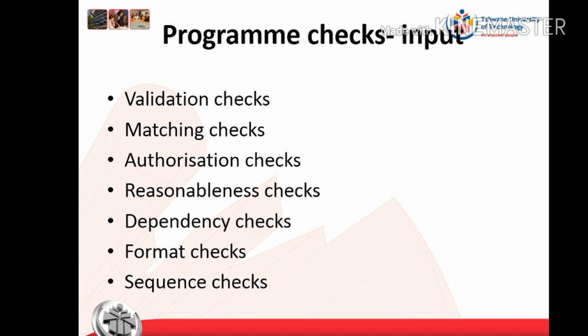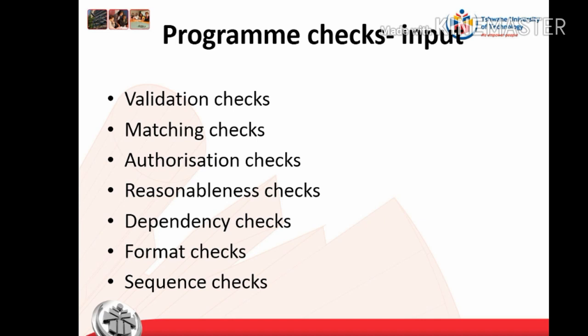The one that normally confuses people is dependency check. Like last time I told you that dependency checks depend on other information. It's information that depends on other information. For example, if a customer buys on credit, he buys goods for 5,000. Before he can be allowed to take goods of 5,000, the system will automatically check his credit limit. If his credit limit is 2,000, it means that customer cannot buy for 5,000. That's what we mean by dependency checks.